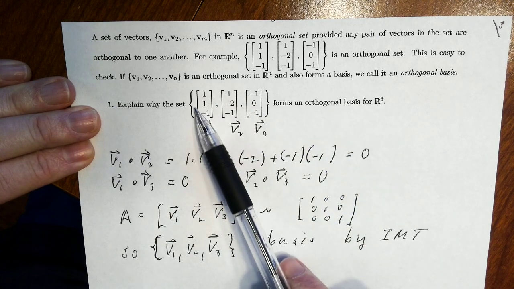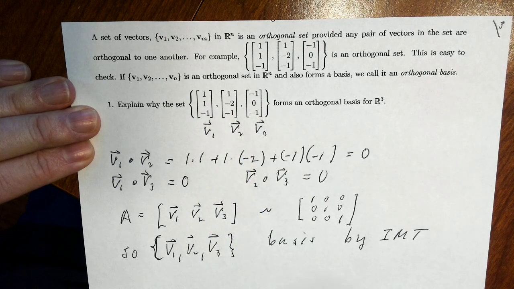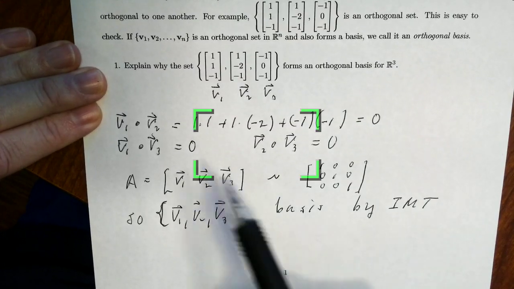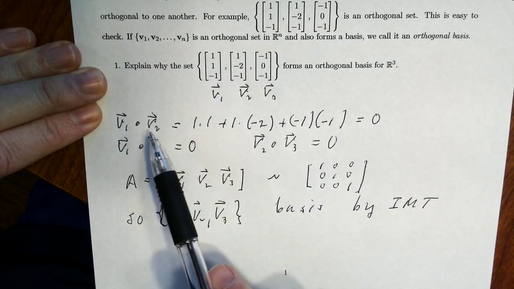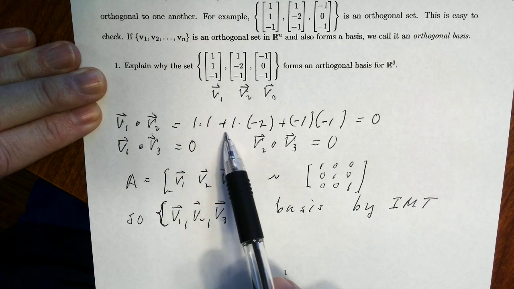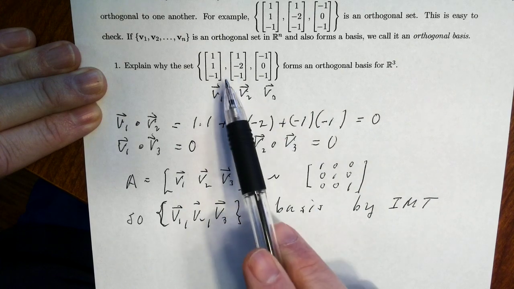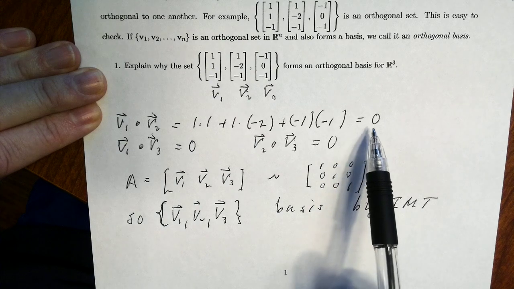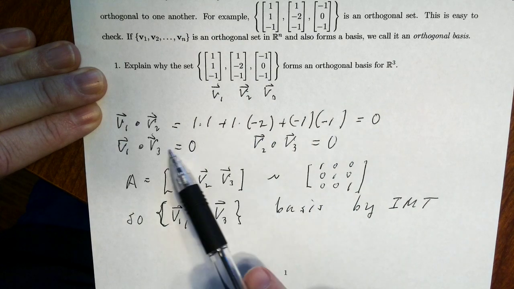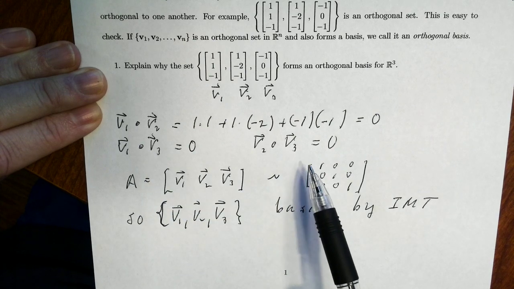So let's take a look at this set consisting of (1, 1, -1), (1, -2, -1), (-1, 0, 1). This is an orthogonal basis. First, let's check to make sure that the vectors are orthogonal. If I look at the dot product of v1 with v2, I get 1 times 1 plus 1 times -2 plus -1 times -1. I'm just using the values of these vectors, and I get 0. So v1 and v2 are orthogonal to one another. And it's easy to show that v1 and v3 are orthogonal, as are v2 and v3.